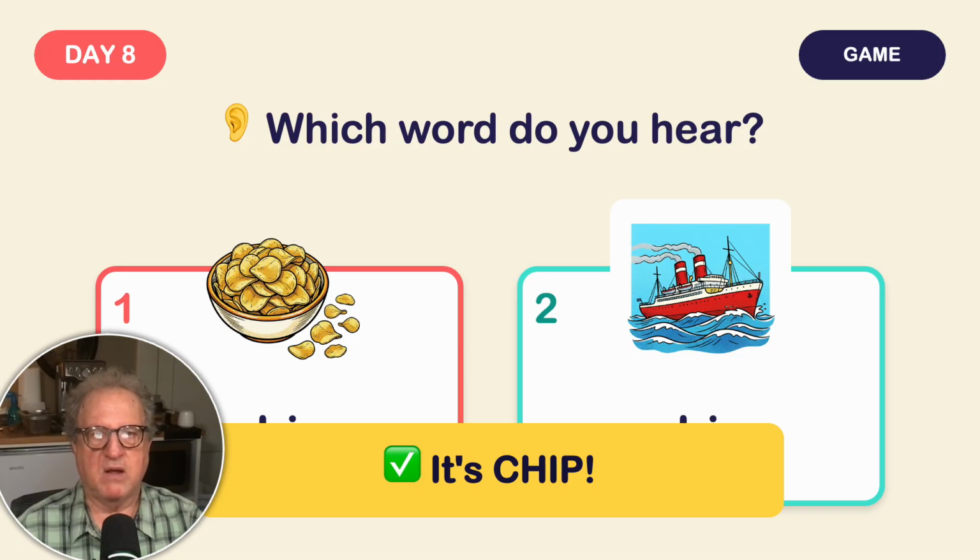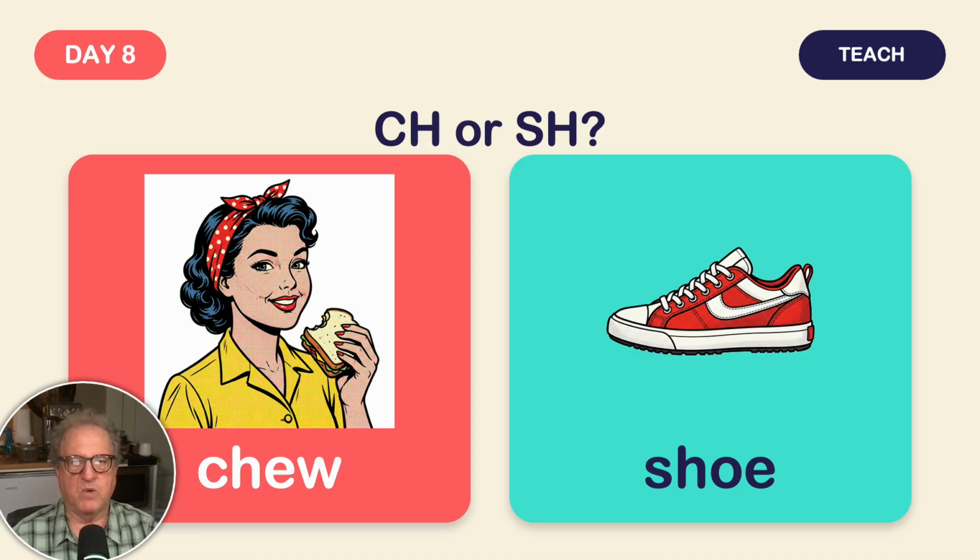Viewers at home, pay attention. Here we go. The word on the left is chew. Chew, chew. And the word on the right is shoe. Repeat after me. Chew. The other one is shoe. Repeat. Shoe. Yeah, do you hear it?